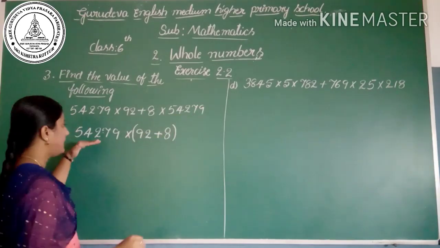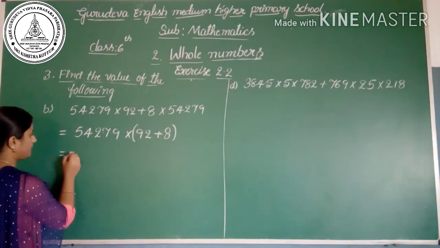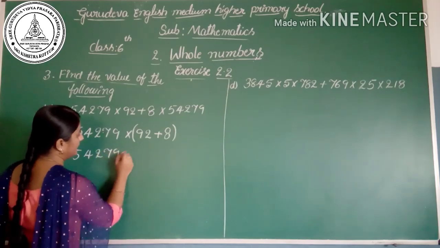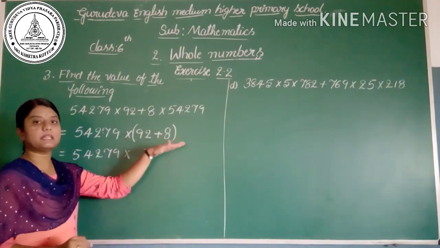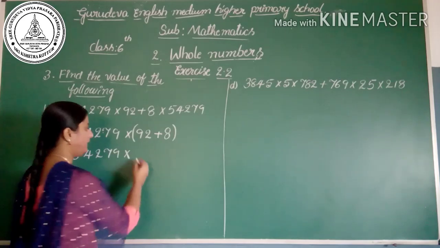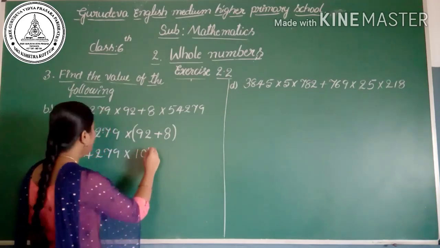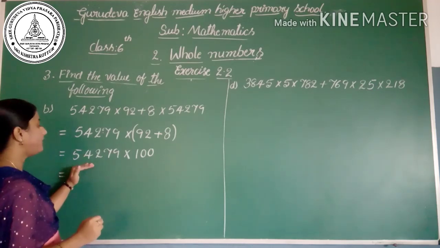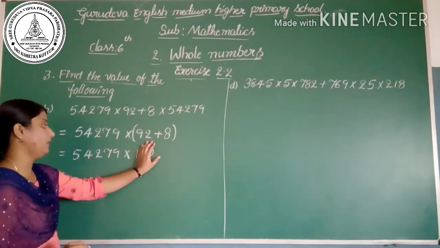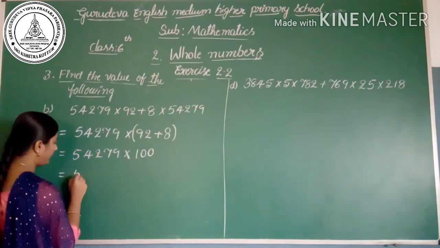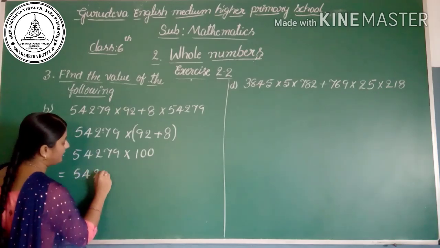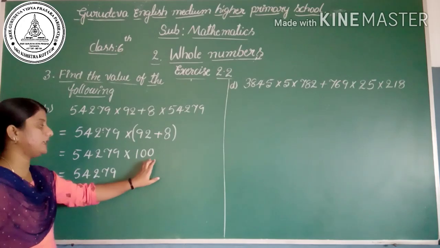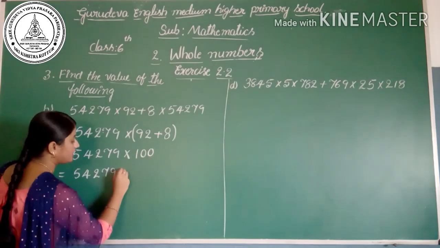They have taken outside, then which is equals to 54,279 into, so 92 plus 8 is 100, then multiply by 100, which is equals to 54,279 ones are 54,279. I left to multiply the two zeros. I will add at last.